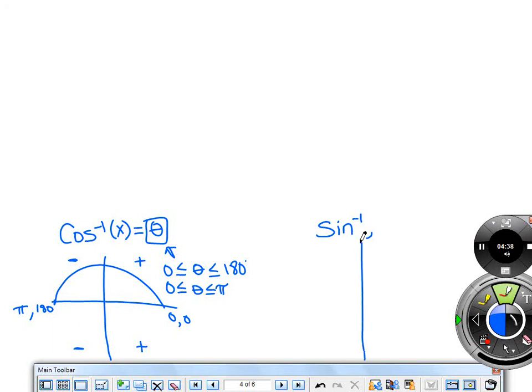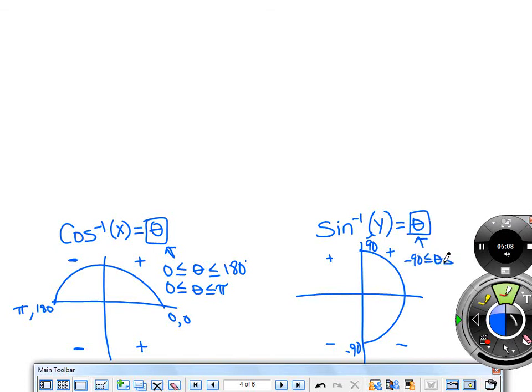Now for sine, things work a little bit differently. The sine is positive in both of these quadrants and negative in both of these. So they pick here. And to make this cohesive, instead of saying from 0 to 90 and from 270 to 360, they go from -90 to +90. Okay? So inverse sine, they're giving you the y coordinate and asking you for an angle. When you're picking this angle as your answer, you're picking a principal angle from negative 90 to 90, or from negative pi over 2 to pi over 2.